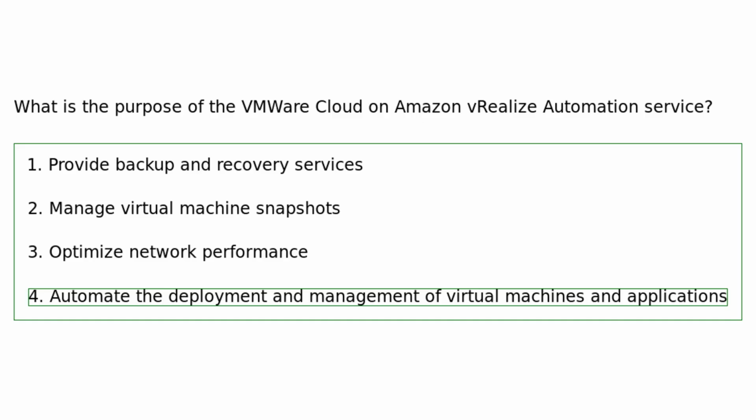The VMware vRealize Automation Service enables the automation of virtual machine and application deployment and management within VMware Cloud on AWS, simplifying the provisioning and lifecycle management of cloud resources.